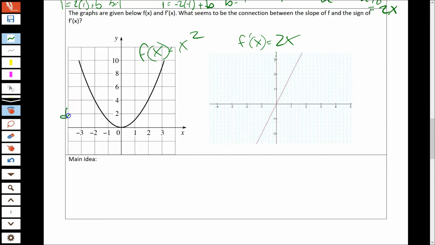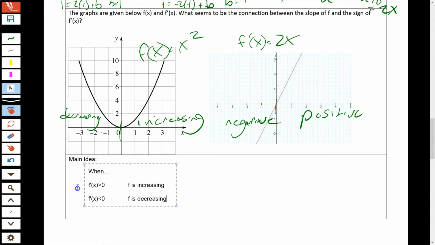Notice, the function is decreasing to the left of 0, increasing to the right. The derivative is negative to the left of 0, positive to the right. So that is the relationship between the graph and the derivative. The derivative being positive is equivalent to saying the function is increasing, and vice versa. So that is what's going to allow you to connect the graph of a function to its derivative.